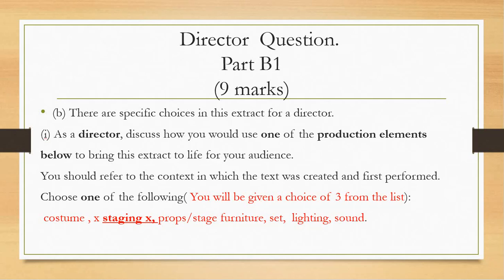So we are given a list of 3 choices. Choices could be costume, staging, props, stage furniture, set, lighting, sound, production elements, elements that we use on stage to help a production. So how would we do that?